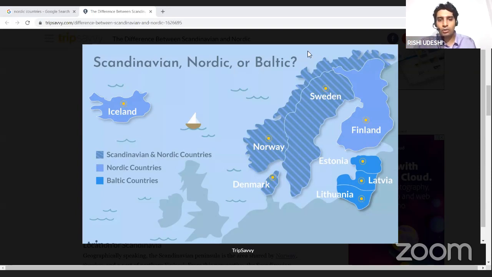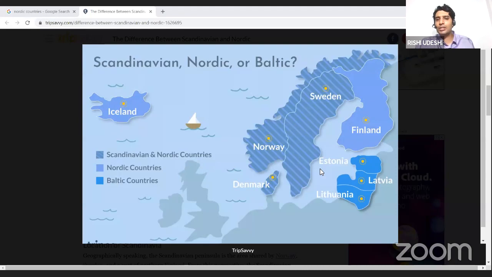This is available online. I don't know which site. There is another site, TripSavvy, where it is also available. Just have a look. Nothing much to worry about. 3 countries in case of Scandinavian countries, a geographical identity. Nordic countries means even more countries will come in it.